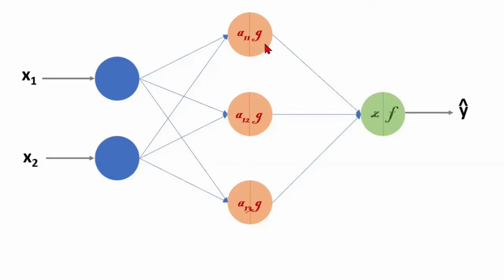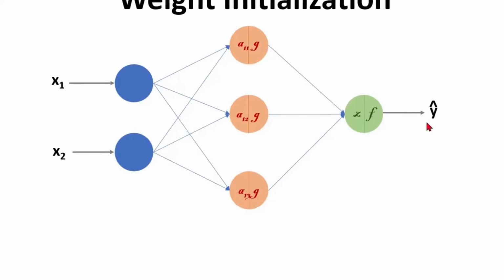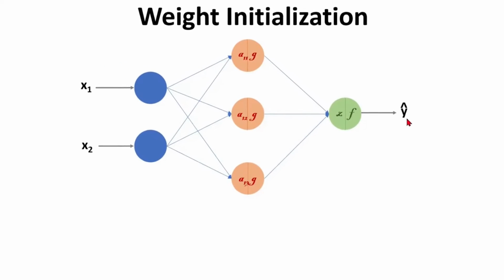Then we have these connections between the hidden neurons and the output neuron. The weighted sum of the outputs from the hidden neurons gets aggregated at the output neuron, and that's denoted by Z. Finally, that undergoes an activation function F, and it gives an output Y hat, which is our prediction.